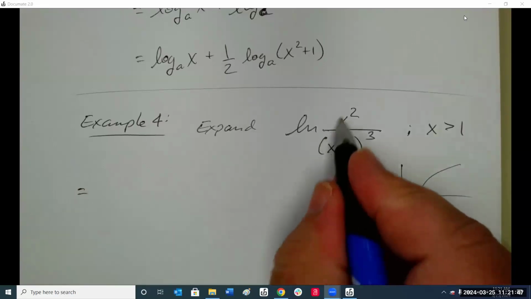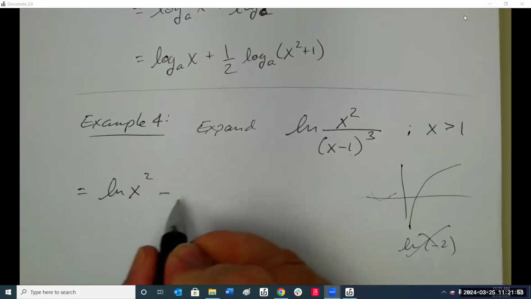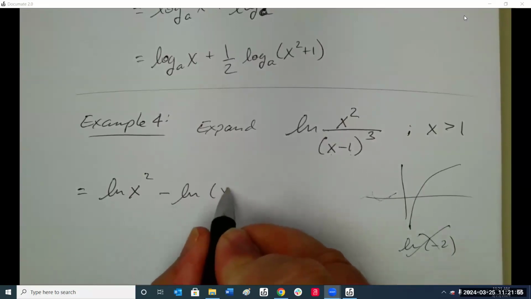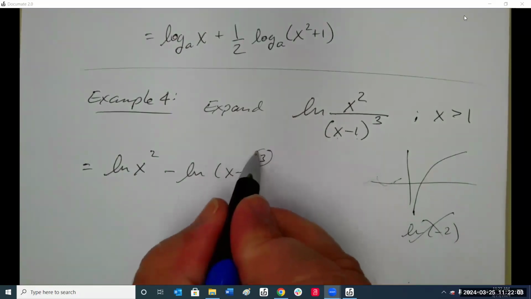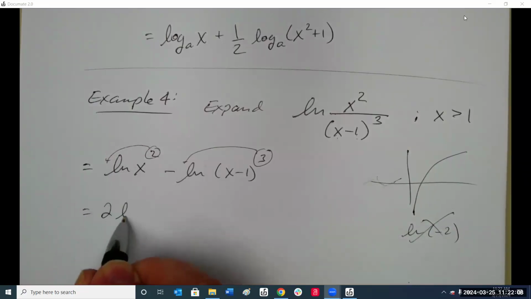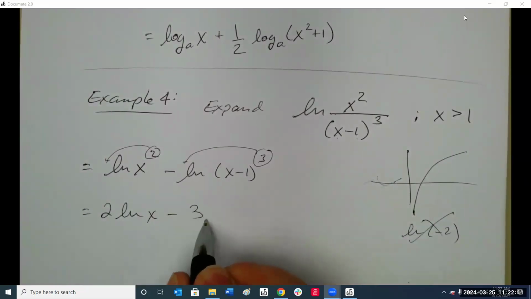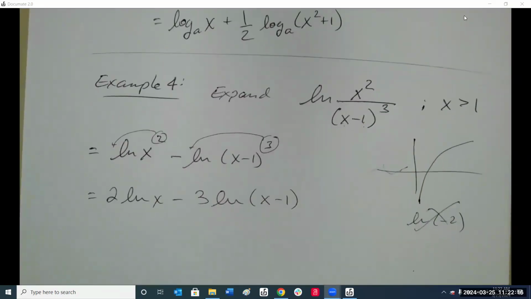As we said earlier, if you have a fraction, whatever's on top has a positive in front of it, whatever's on the bottom has a negative in front of it. This exponent goes out in front. This exponent goes out in front. And that's as far as we can go. We cannot separate these. There's no plus or minus rule.